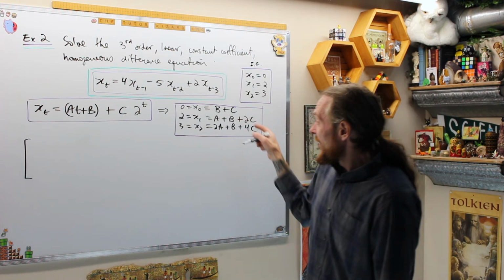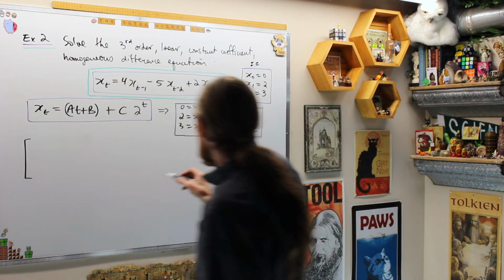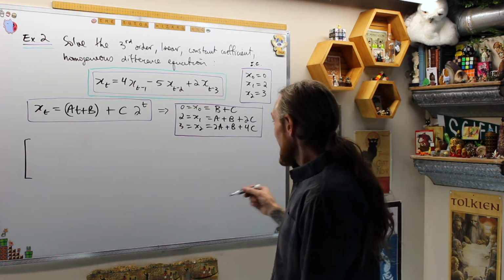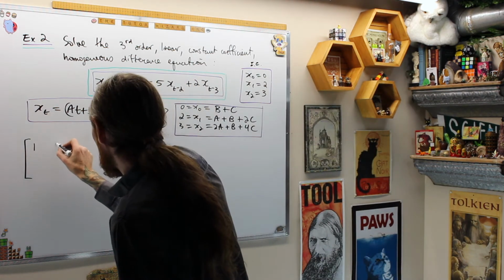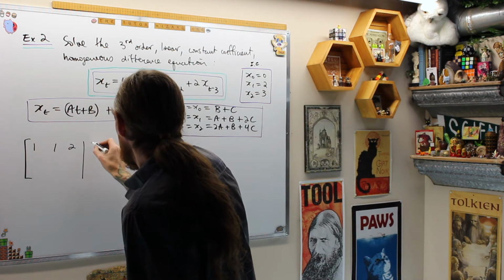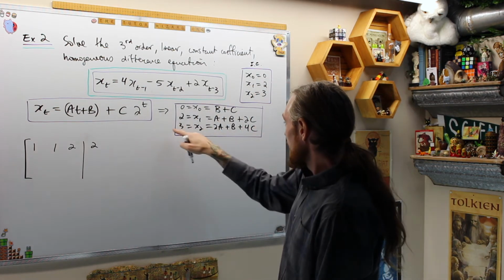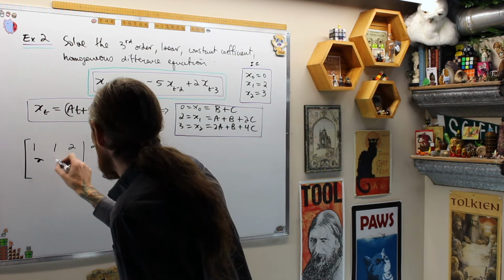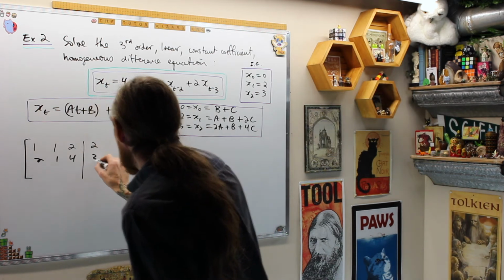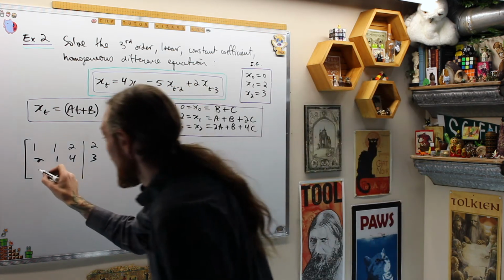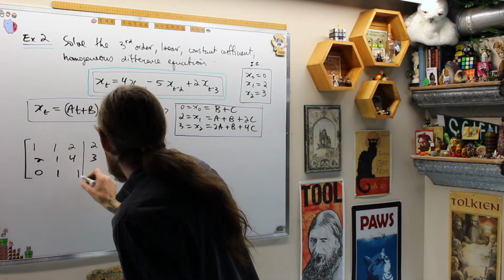What does this tell me? This tells me that I'm going to put these in a clever order. I'm going to put this equation in first just to be cheaty. So this is going to be 1, 1, 2, 2. The next equation, I'm also going to cheat and do this. This will be 2, 1, 4, 3. And then I'm going to put this one in there because I've already got a 0 in that spot. I noticed I have 0, 1, 1, 0.